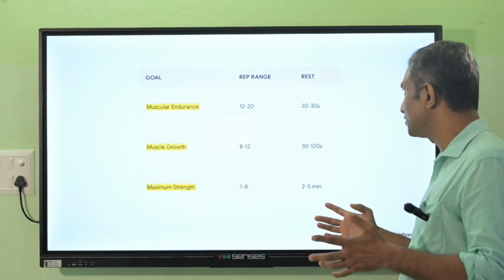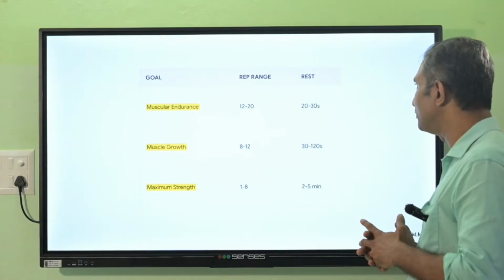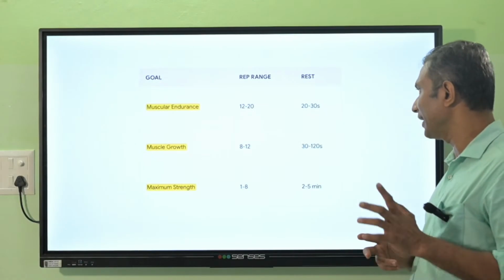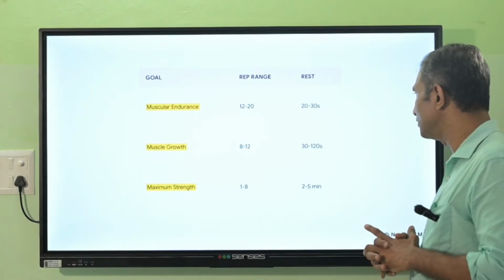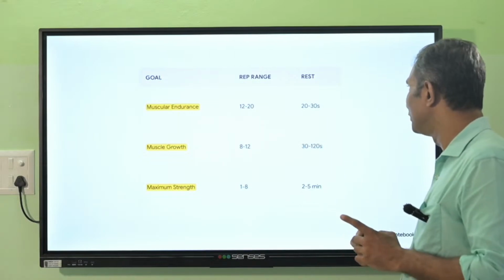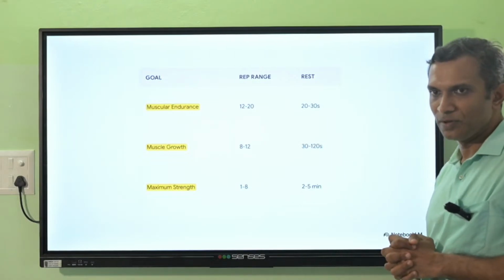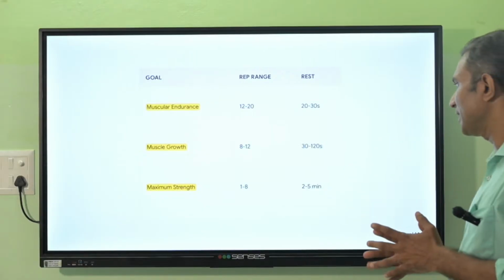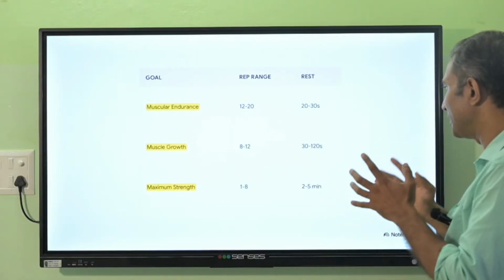For muscle endurance, the repetition range is 12 to 20 with a rest period of 20 to 30 seconds. Muscle growth, 8 to 12 reps, 30 to 120 seconds. Maximum strength, 1 to 8 reps, 2 to 5 minutes. So imagine that if you're looking plainly for the strength aspect, you need to have adequate rest.